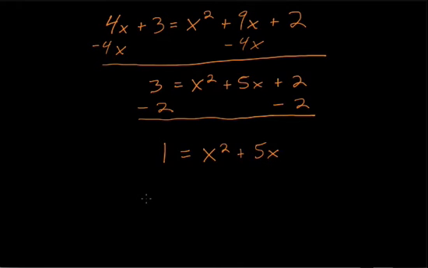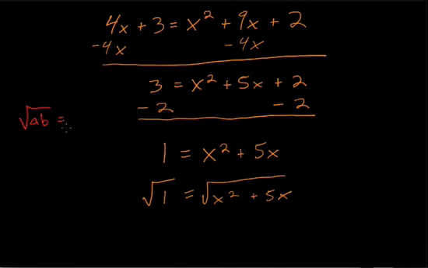You may be tempted to take the square root of both sides, square root of 1 and the square root of x squared plus 5x. But there's a problem with this. We learned about a property that tells us that if we have the square root of a times b, that equals the square root of a times the square root of b. Many students tend to confuse this property and apply it where it doesn't belong.